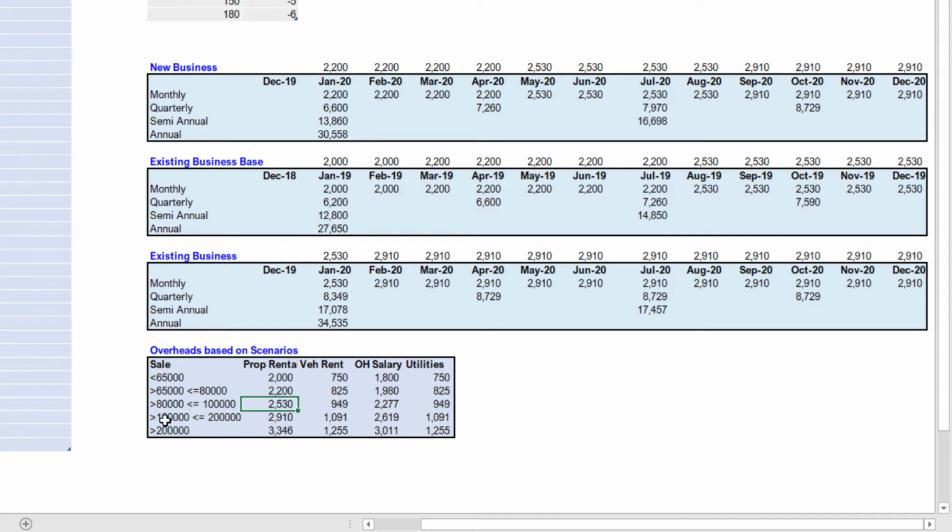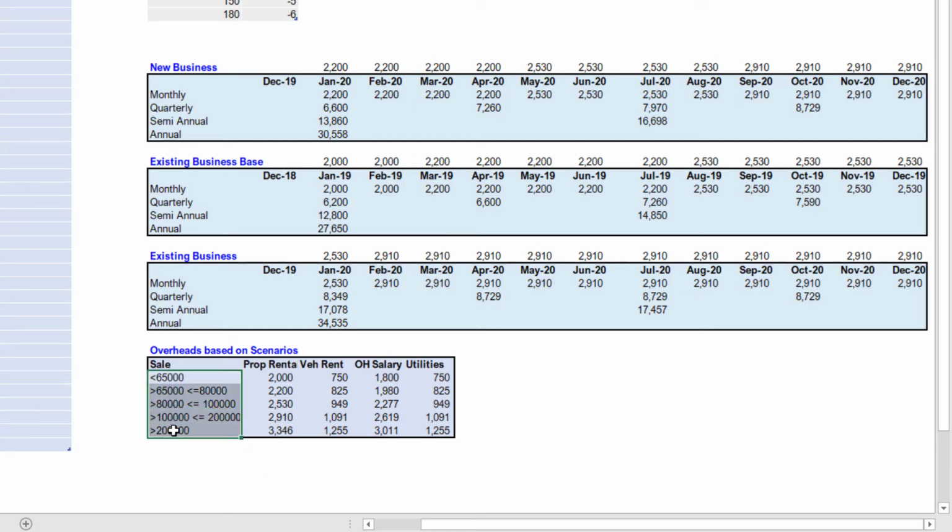as a property rental. If the sale increases to more than 100,000 but less than 200,000, we'll have a property rent increase, or the total rent would be 2910. And if the sale per month increases to more than 200,000, the property rental would be 3346.